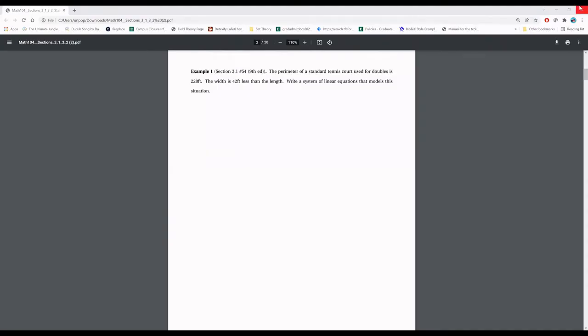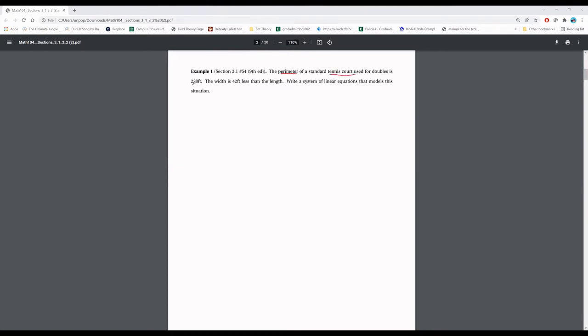All right, our first example for chapter 3. It says here the perimeter of a standard tennis court used for doubles is 228 feet. The width is 42 feet less than the length. We want to write a system of linear equations that models this situation. So whenever we are modeling, we're handed a word problem, we want to go through here and start picking out the pertinent information. So pertinent information here, we have the perimeter of a tennis court.